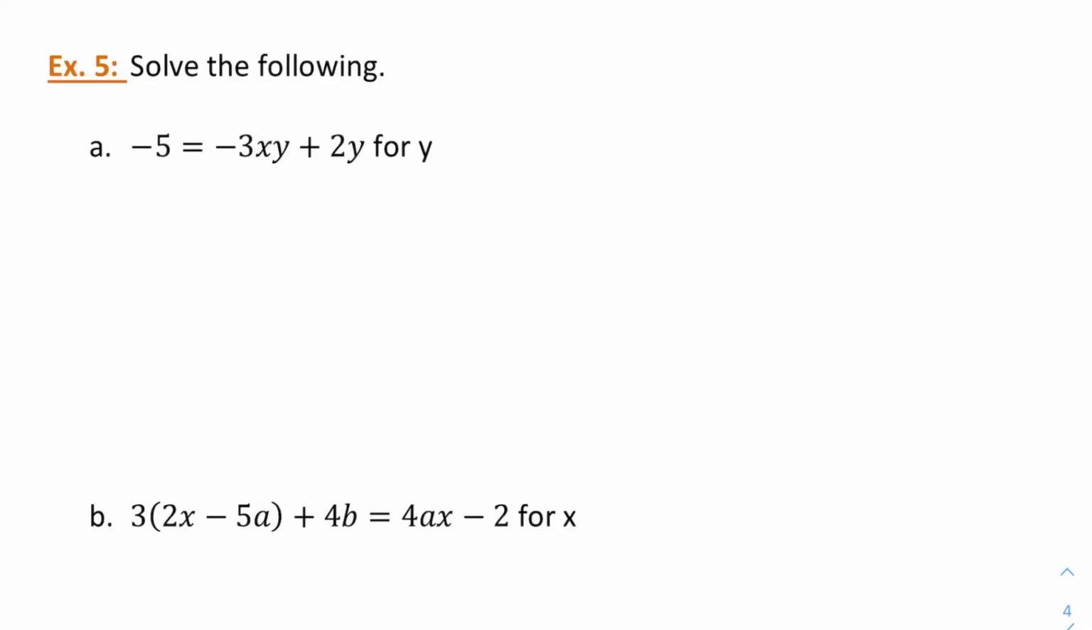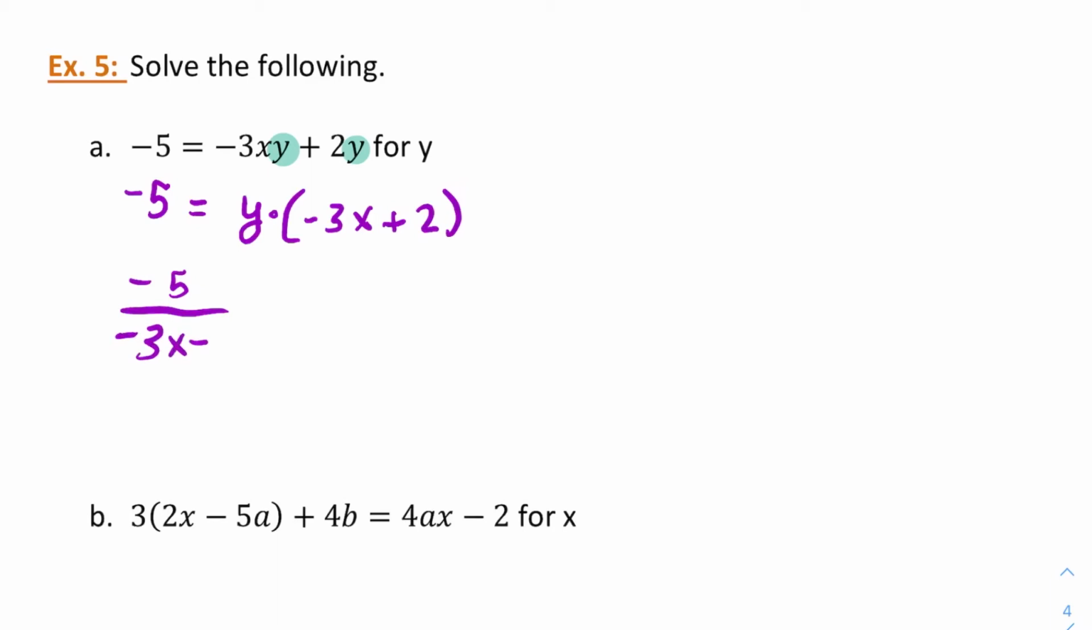If I have an equation that has the variable that I'm solving for in more than one term, like here I'm solving for y, and it's in both of those terms, I need to go ahead and factor it out first so that I can isolate it and get it by itself. So if I factor y out here, I'm going to have negative 3x plus 2. And then, since I have y multiplied by that quantity, I can just divide both sides by the quantity negative 3x plus 2. And that's what y is going to be equivalent to.